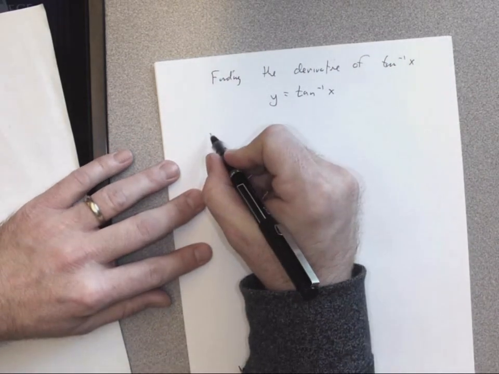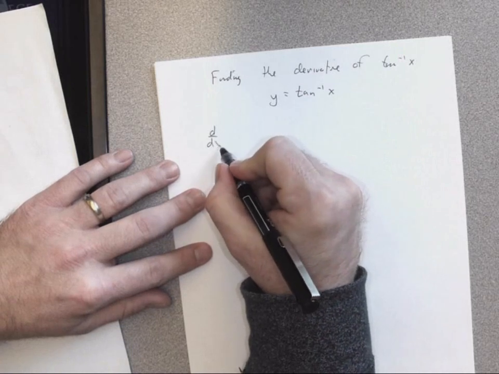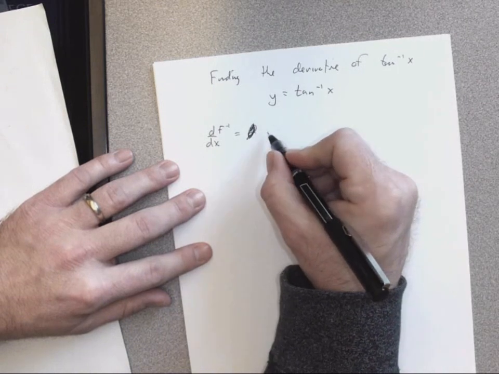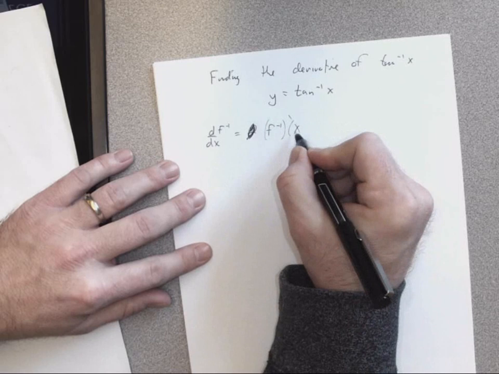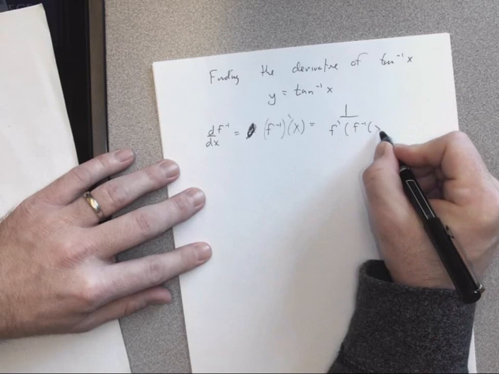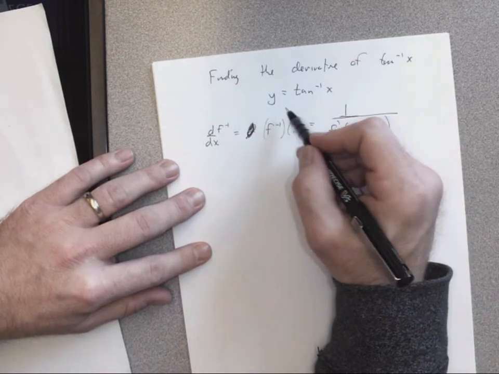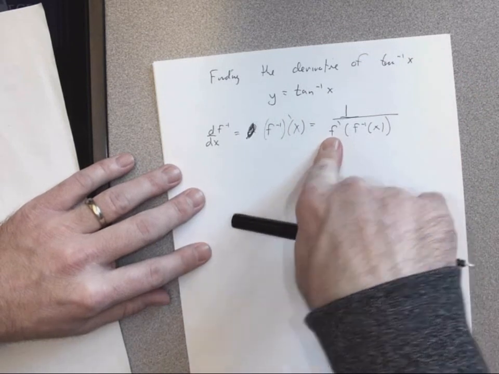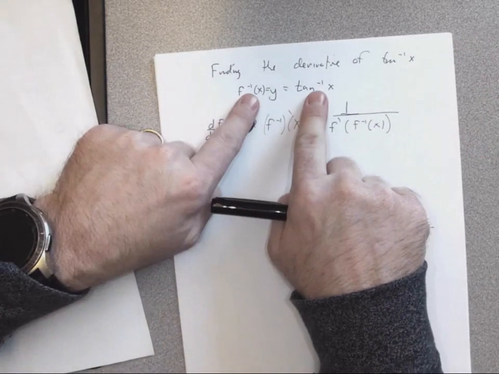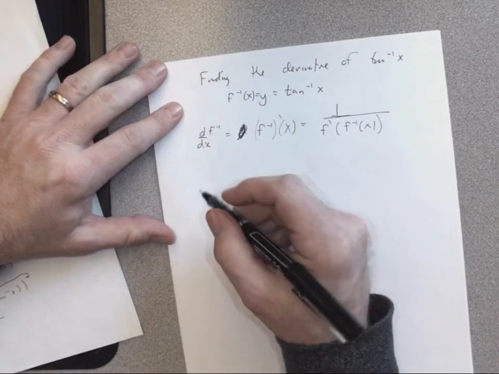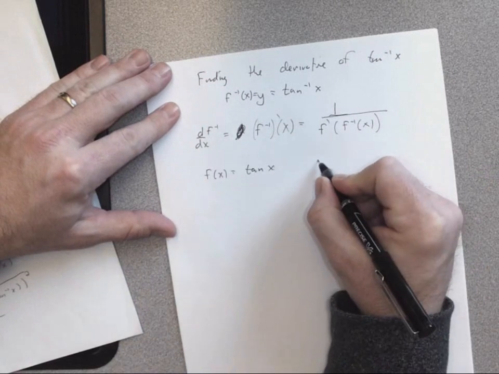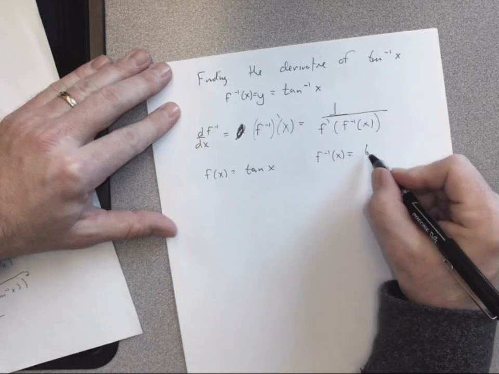So what I know is the derivative with respect to x of f inverse, or f inverse prime of x, is going to be 1 over f prime of f inverse of x. So I need to know what f is. Well, this technically is f inverse of x, right? So the inverse of the inverse is the function. So f of x is going to be equal to the tangent of x. That means f inverse of x is equal to the tangent inverse of x.